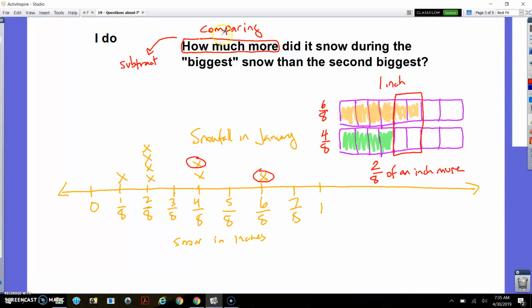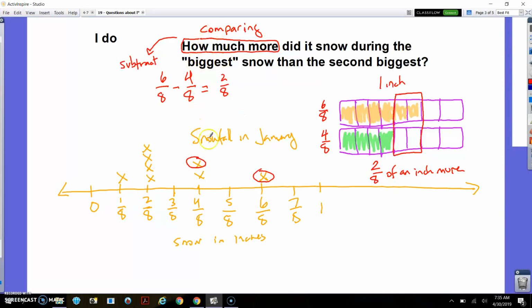Another way you could do that, if you didn't know quite what to do, if that meant add, subtract, multiply, divide: this visual gives you an easy way to see how much more it snowed. If you did recognize that kind of language as subtract language, you could also just subtract your two fractions. Just say 6/8 on the greatest minus 4/8 on the next greatest, and 6/8 minus 4/8 is 2/8. And that's it. So either way, you're going to get 2/8 of an inch.